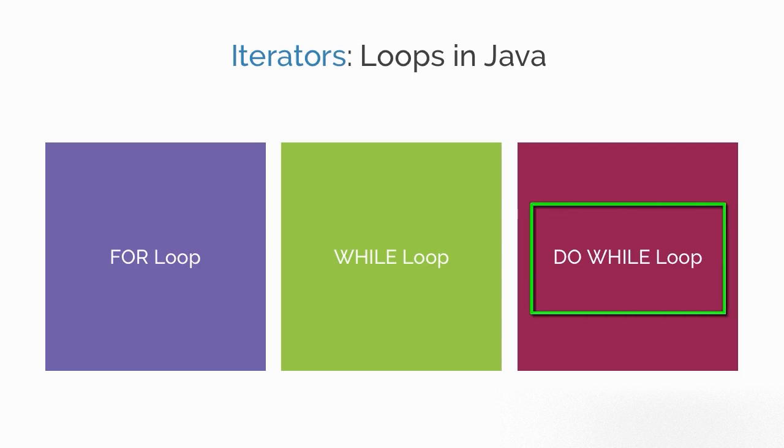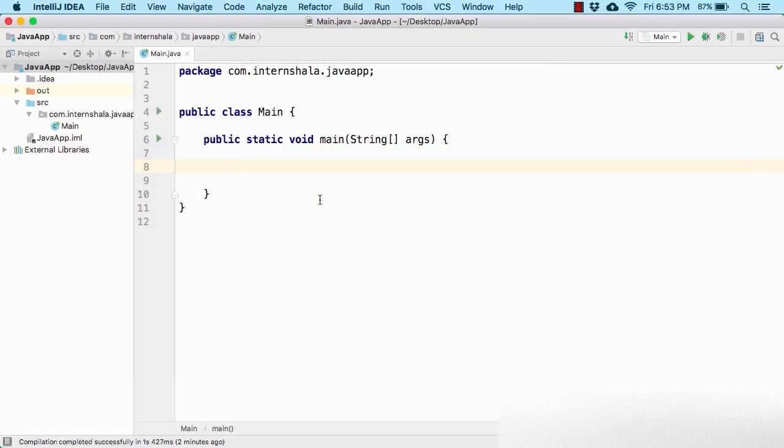And now it is time to explore the do-while loop in Java. So here inside the IntelliJ IDE, let us now check out the syntax of do-while loop along with the basic example. So first of all, for the do-while loop as well, we need to have our counter variable.